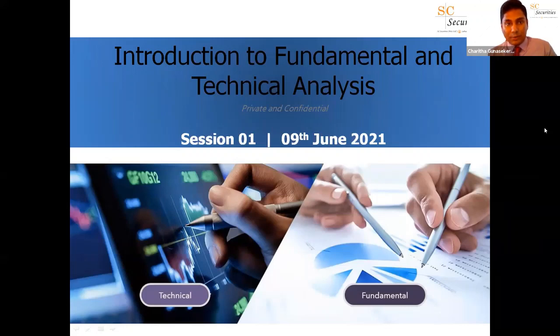Some of you might be new to investing in the share market. There might be some people who are more experienced. Some might be having a background in finance. Some might not have. So for the benefit of all, we would be starting with the very basics of fundamental and technical analysis.